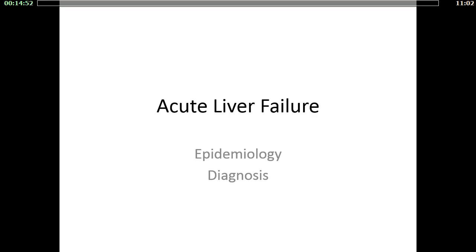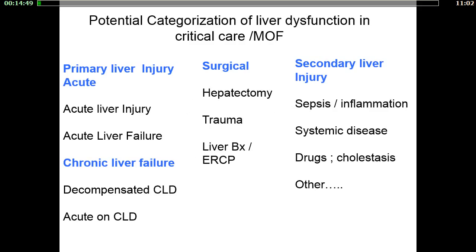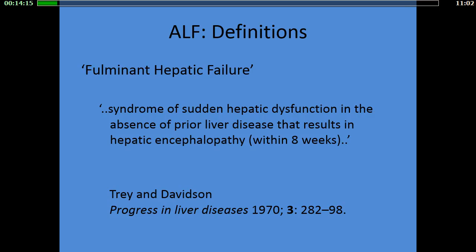I'm going to cover some of the epidemiology and diagnosis of acute liver failure. Setting the stage, acute liver failure is a term we all use, but for this talk I'm talking about a very specific component of that, which is acute liver failure and liver injury, where it is a primary liver insult. I'm not talking about chronic liver failure or acute on chronic liver failure. I'm not talking about the surgical causes of liver failure, nor the secondary causes, which we see perhaps more often in the ITU setting. So just talking about these two areas.